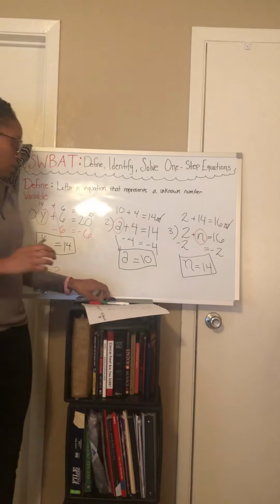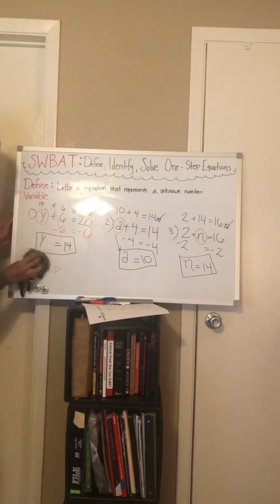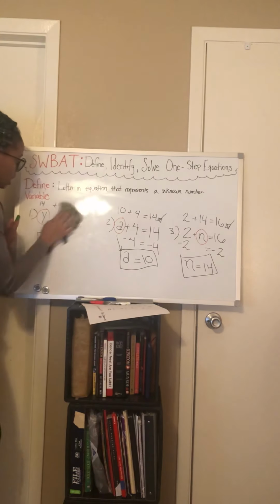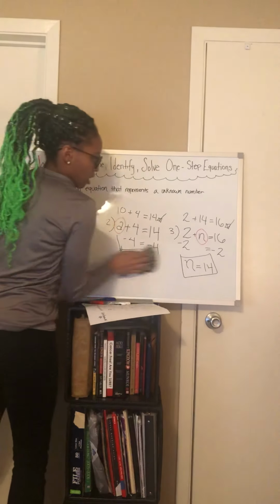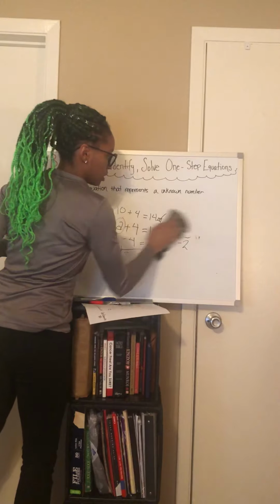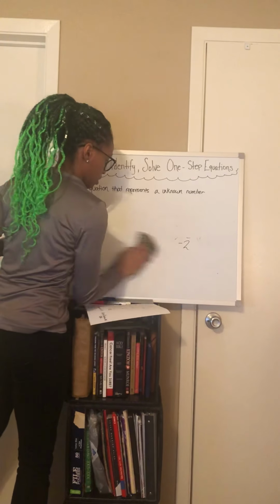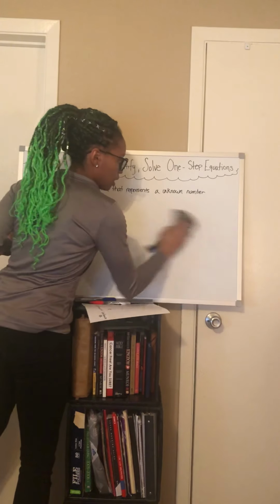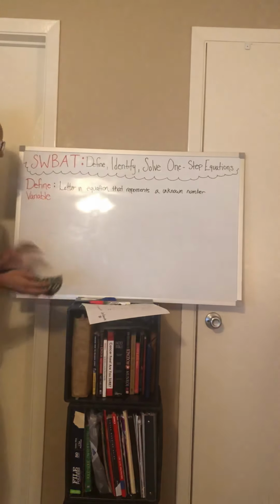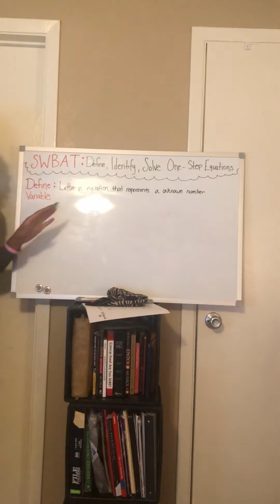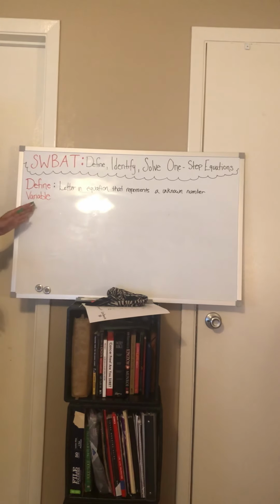Okay? So that's our introduction. I hope you guys took notes. Hope you guys got this down. And now, I'm going to leave this definition up here. A variable, again, is a letter in an equation that represents an unknown number, and that is what we are solving for today. That is our goal, that is our objective.